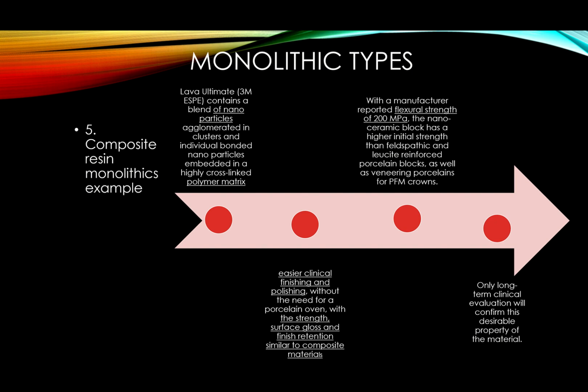Now, flexural strength for these is about 200 megapascal, which is much higher than the ceramic blocks we discussed in monolithic type 4, the high glass ceramic blocks, which are around 120 to 160 megapascal. So it's even stronger than the feldspathic and leucite-reinforced porcelain blocks, as well as veneering porcelains for PFM crowns, just the porcelain part of the PFM. Only long-term clinical evaluation will confirm this desirable property of the material.